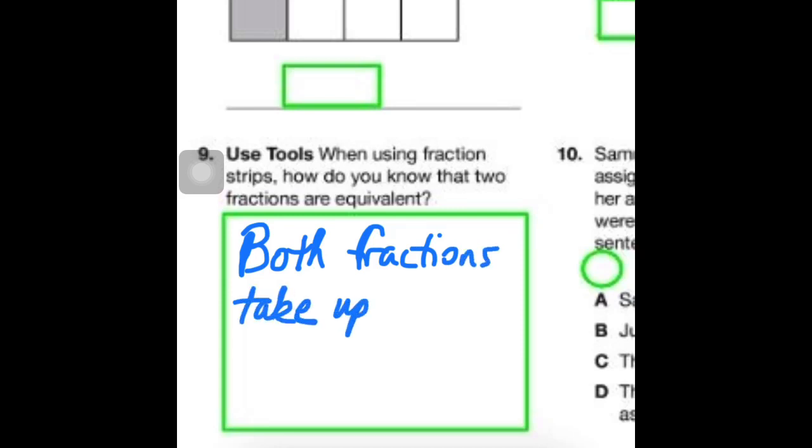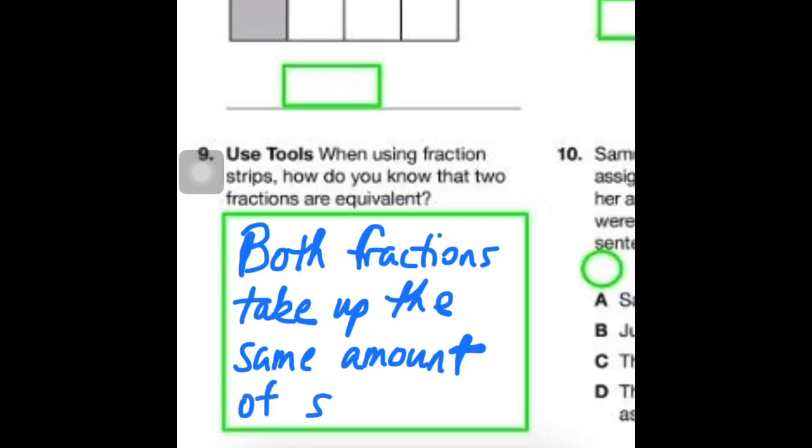So, how do you know when you're using fraction strips? You could just say that both fractions take up the same amount of space. Just like that. Okay, let's do our last one, guys.